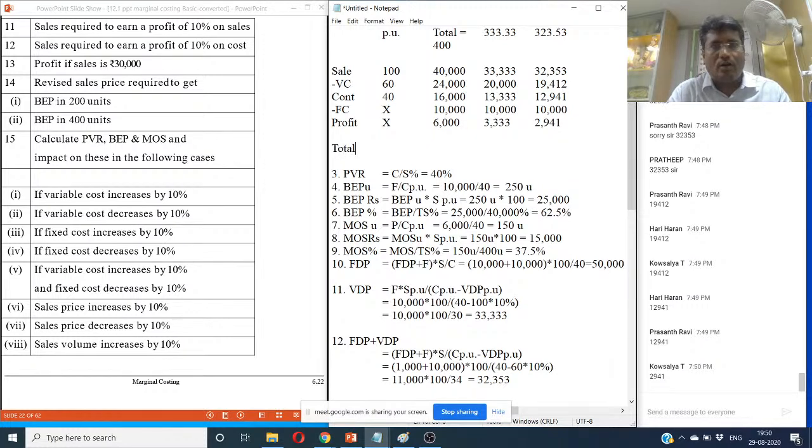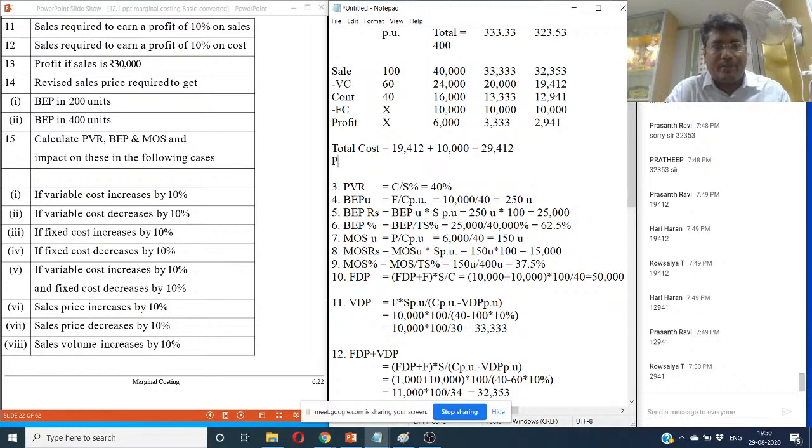Let us verify. What is the total cost? Total cost is nothing but fixed cost plus variable cost. Here the variable cost being 19,412, fixed cost being 10,000. The total cost is equivalent to 29,412. And our profit should be 10% of that, isn't it? Yes, 2,941. So the profit is equivalent to 10% on this total cost. Of course, the answer we have arrived at is equivalent to 10%. It's correct now. Clear? I hope so.